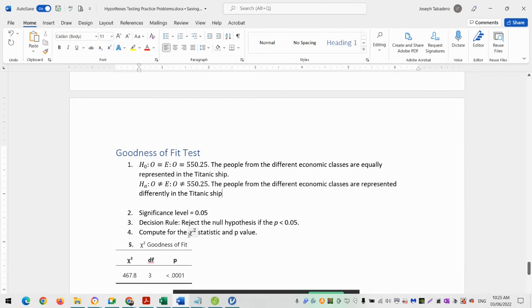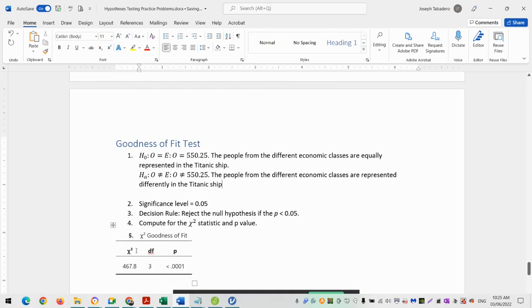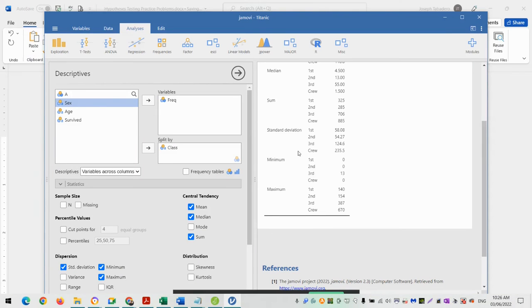And we can compute the chi-square statistic and p-value using statistical software such as JAMOVI. You can see here na na-compute na natin yung chi-square statistic of 467.8 at a degrees of freedom of 3. And with this, your p-value is less than 0.0001, which is very small. So, paano ba natin gagawin yung chi-square statistic dito sa JAMOVI?